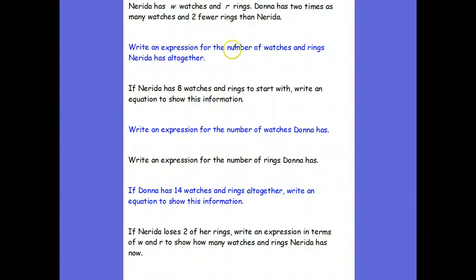An expression for the number of watches and rings she has all together. Again, the implication is we write the number of watches is W plus the number of rings is R. So the expression for the number of watches and rings is W plus R. Once again, the expression tells us how we find it. Now, if we know that the total number of watches and rings is 8, we can then write the equation W plus R equals 8.